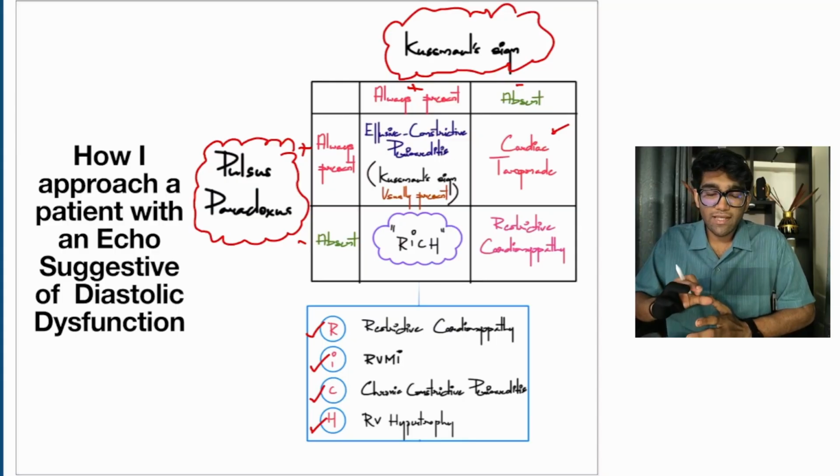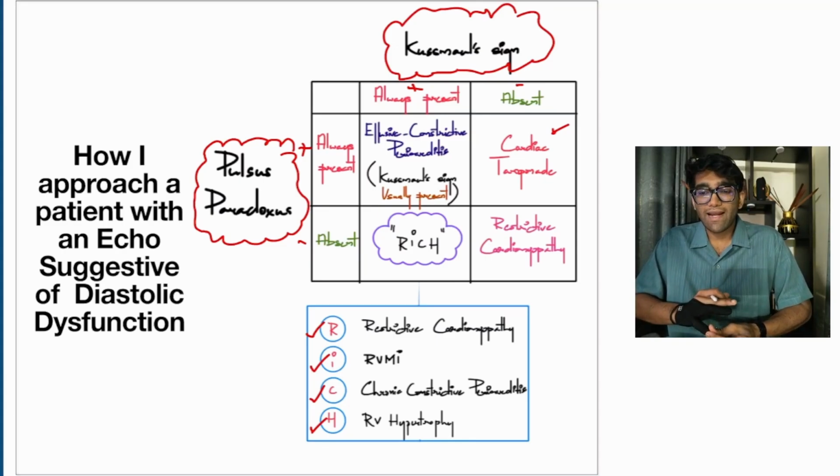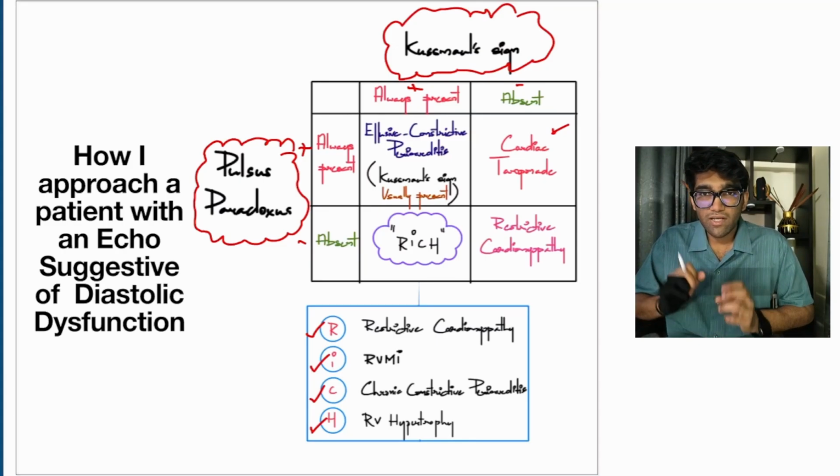These two conditions therefore would not present with chronic shortness of breath, particularly cardiac tamponade. Effusive constrictive pericarditis might, but we'll be discussing these entities under the heading of an approach to acute shortness of breath. Okay, so that leaves us with what? It leaves us with our rich differentials.